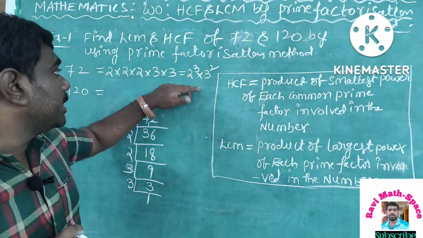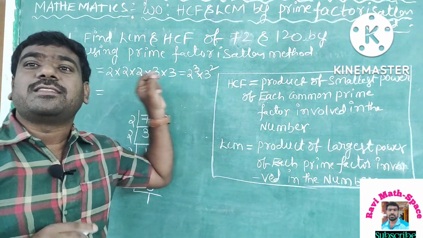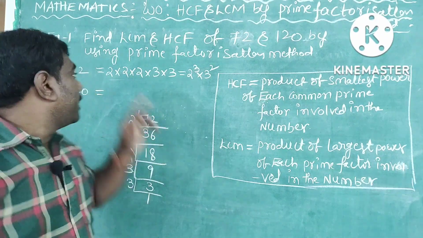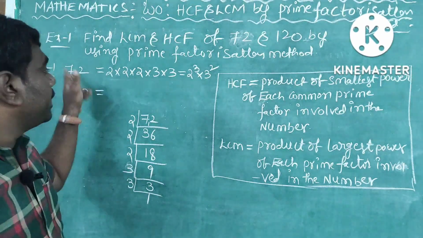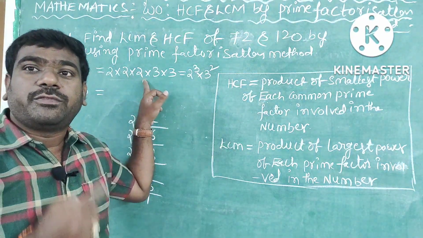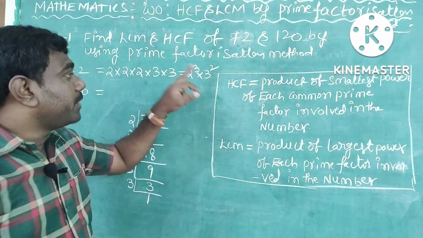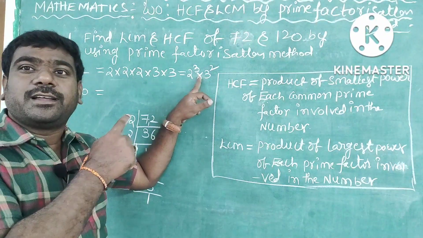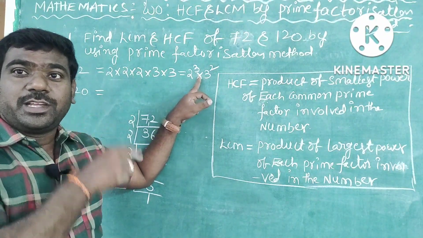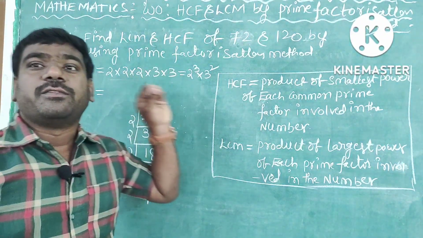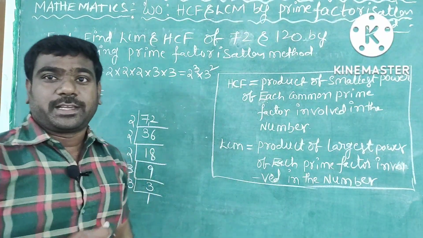This total method is called the fundamental theorem of arithmetic. Every composite number we can write in the form of a product of its prime factors. The factorization is unique. This process is called the fundamental theorem of arithmetic.